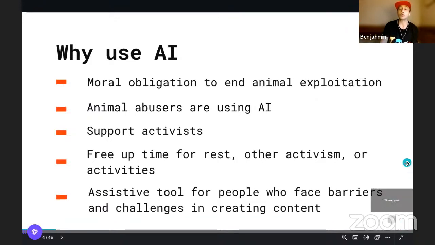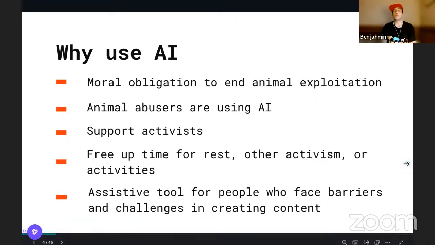So why do we have to use AI? Because we have a moral obligation to end animal exploitation. I don't think I need to refresh anybody on this webinar about the conditions that billions and trillions of animals are facing, and just the fact that we exploit animals at all. Also, the animal abusers are using AI. We know how cunning and conniving animal agriculture and other animal exploitative industries are. They're using AI, and they're just going to become even more so.